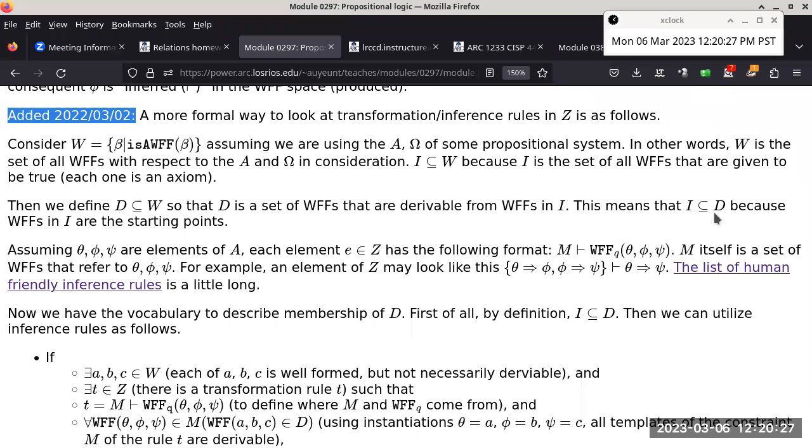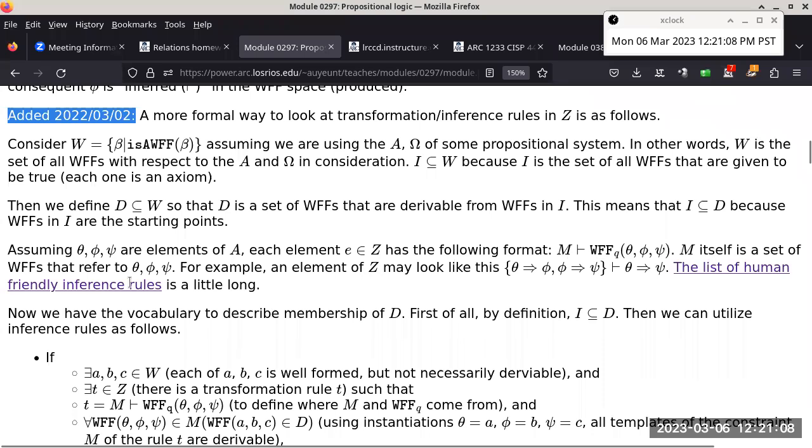So now, assuming that theta, phi, and psi are elements of alpha, which means we are allowed to use these schemata. You remember, they're not called variables, they're called schemata because they are used in pattern matching only. They don't have meanings other than pattern matching. Each element E of Z, or zeta, is basically a rule for transforming. It has the format of M inverse WFFQ, theta, phi, and psi. Okay, so now we have to look into this notation here and ask, what is M?